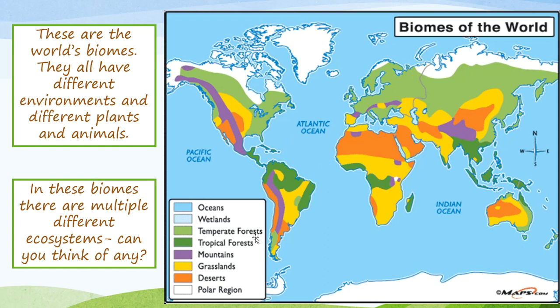Temperate forests, these are the light green areas. So the areas where there are lots of temperate forests are basically through Europe and Russia, along the east coast of China, Japan, through Canada, and most of North America. Some parts of South America as well, and some parts of Australia.